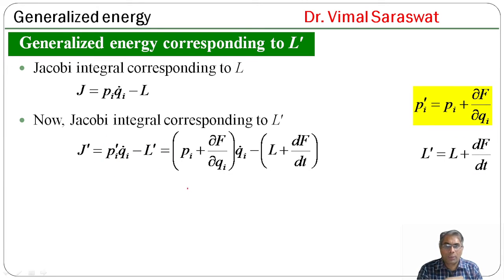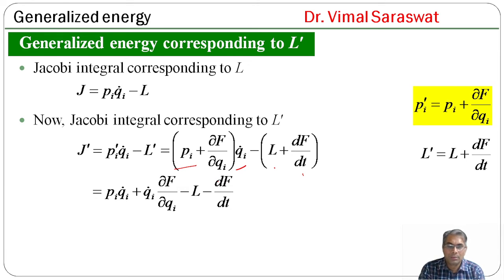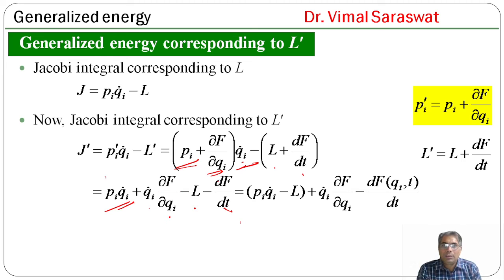So J dash equals Pi plus del f upon del Qi into Qi dot minus L plus df by dt. Now this will be equal to Pi Qi dot plus Qi dot del f upon del Qi minus L minus df by dt. But Pi Qi dot minus L is actually J.